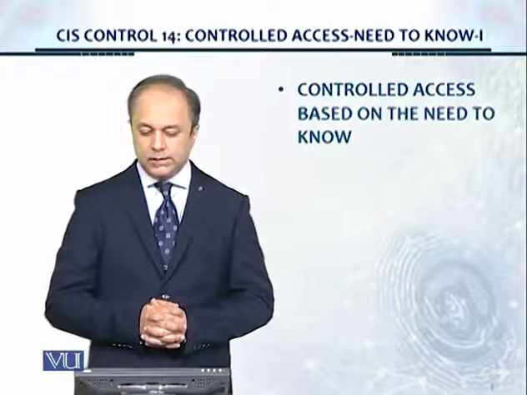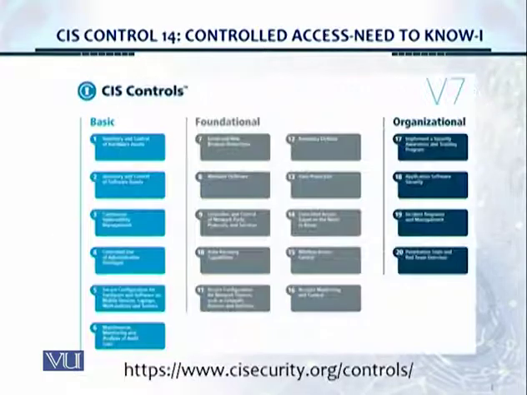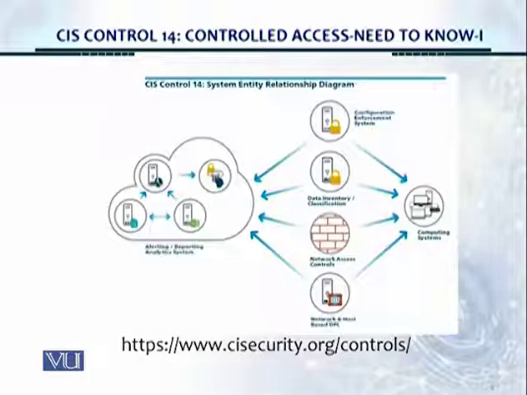So let's take a look at controlled access based on the need to know, which is CIS control number 14. This is the layout for the version 7 controls. As you can see, we have moved on to control number 14, controlled access based on the need to know. This is the system entity relationship diagram, with the alerting, reporting, and analytics system on the left, computing systems on the right, and various elements in the middle for controlled access based on the need to know. You have a configuration enforcement system, data inventory classification systems, network access controls, and network and host-based DLPs, or data loss prevention solutions.